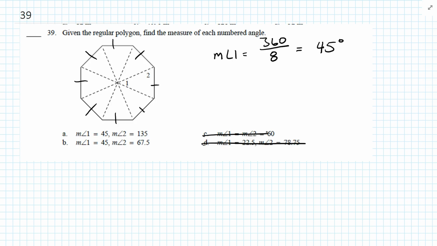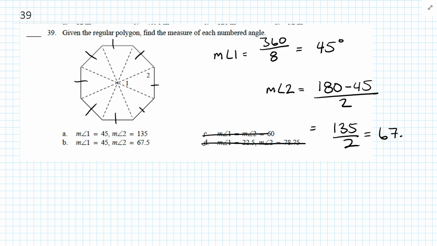We know all the triangles made in a regular polygon are at least isosceles, so the measure of angle 2 is going to be this: 180 minus 45, and all of that over 2. Okay, so what's 180 minus 45? 135, still over 2. So 67.5 is the measure of angle 2. Okay, the answer must be B.